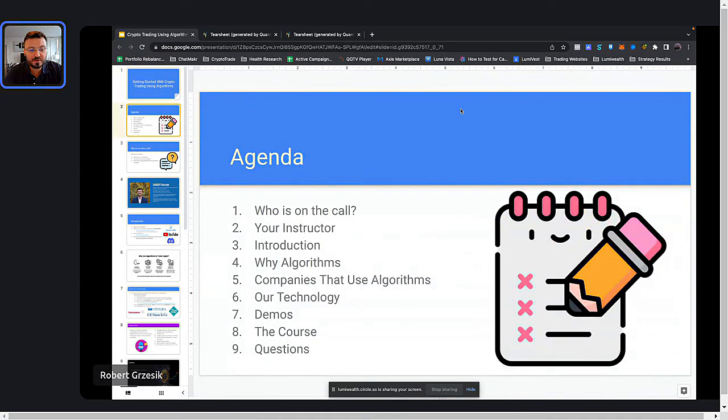So here's our agenda for today. First thing, we're going to get to know you guys a little bit. It's really good when we have more of a two-way dialogue as opposed to me just telling you things and whatnot. It's better if you guys can participate. So it'd be helpful to get to know who's on this call.